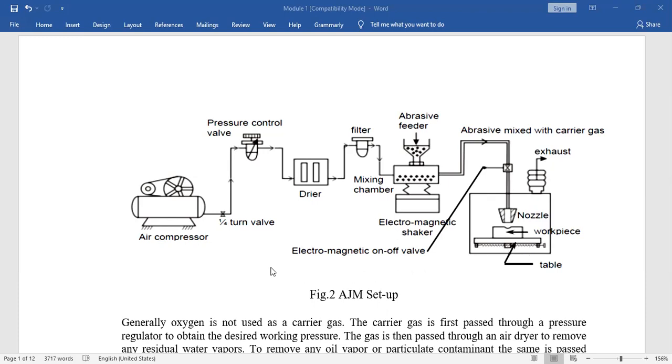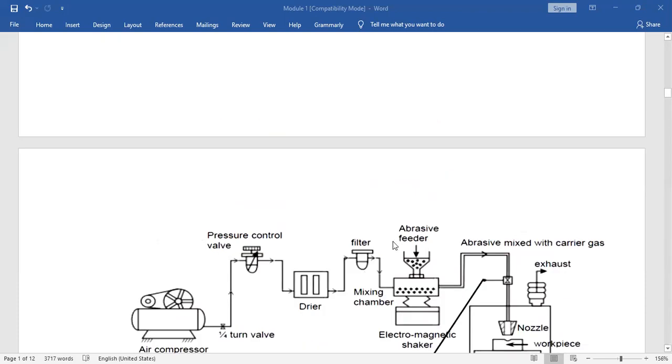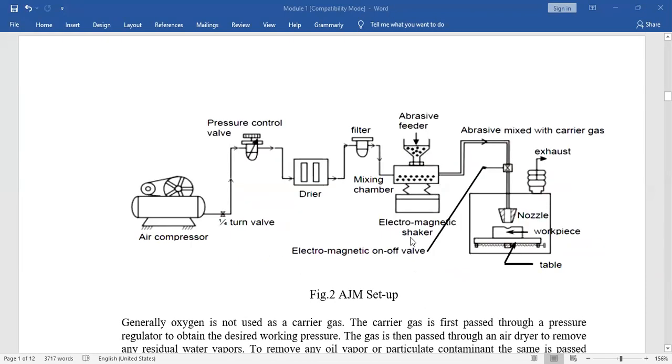I think the time is completed. So in the next class, we will study the abrasive jet machining setup once again in detail.